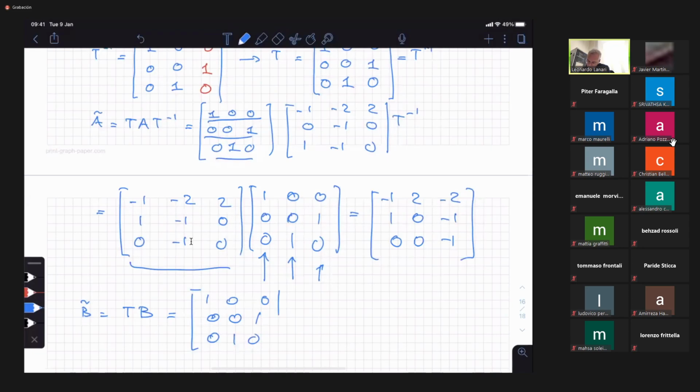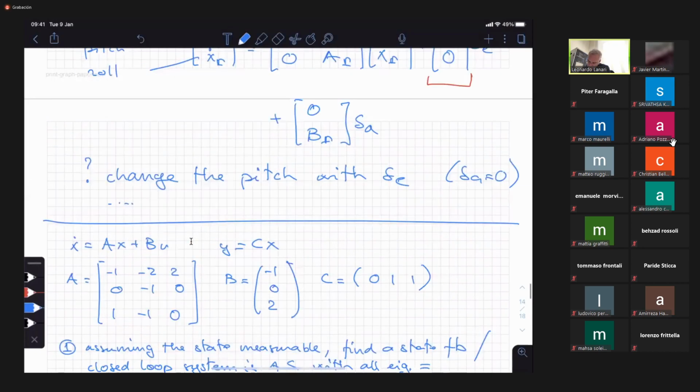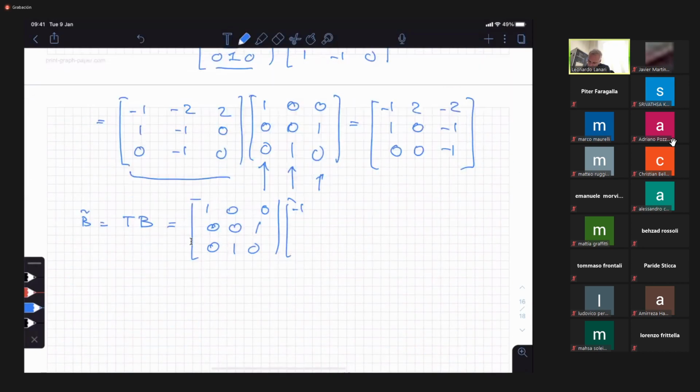B is equal to minus 1, 0, 2. So we have minus 1, 2, 0. Okay, let's check if the computation is correct. The controllable subsystem will have dimension 2. We see that we have this block of zeros in the right place, and similarly for the B.